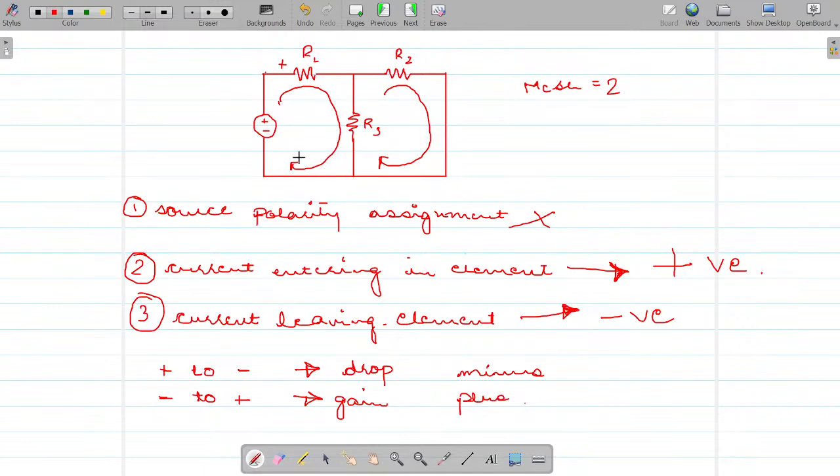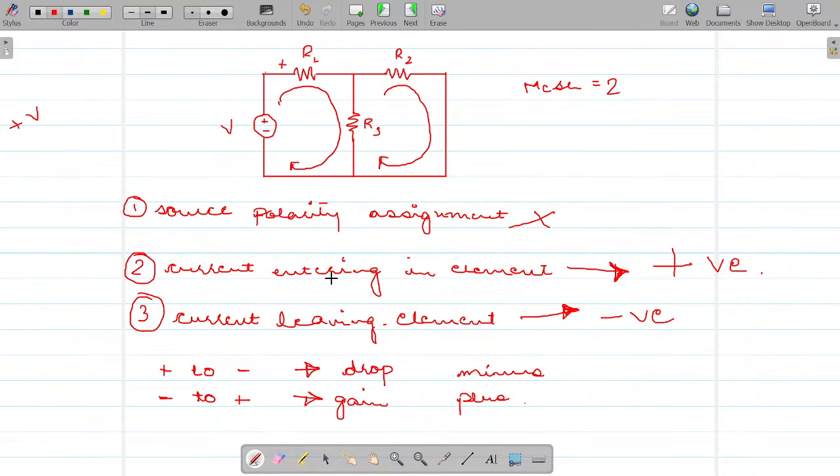Again, I'm taking the example of this loop. In this mesh, let this potential be V. If I'm traveling in this direction, I'm traveling from negative to positive. When I'm traveling from negative to positive, what am I experiencing? I'm experiencing a gain. What will I write? Plus V, right?